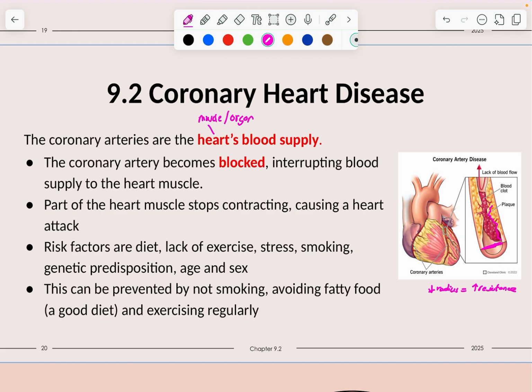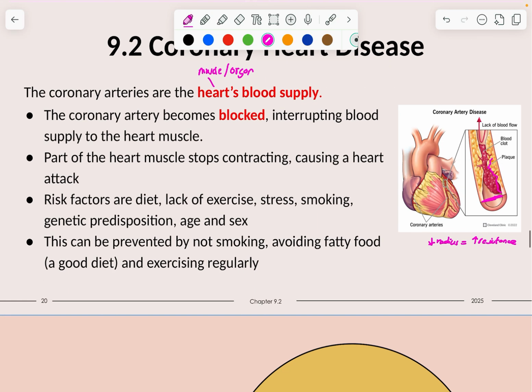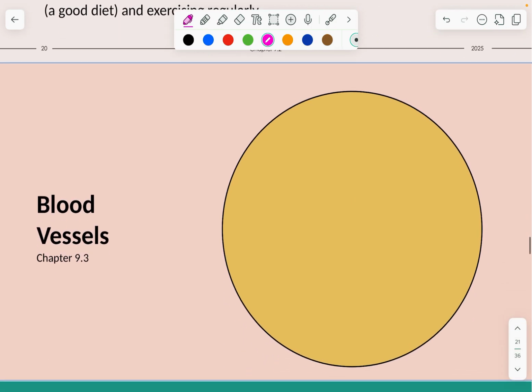So what are the risk factors? Diet, lack of exercise or a sedentary lifestyle, stress, smoking. Genetics can also play a part. If your parents have a similar disease like a heart attack, the chances of you having it in your later life are very, very high. Some of these are quite hard to prevent, but we can at least try to mediate the chances. Age and also gender, whether you are male or female, matter too. So this can be prevented by not smoking, avoiding fatty food, which means having a balanced diet, and also exercising very regularly.